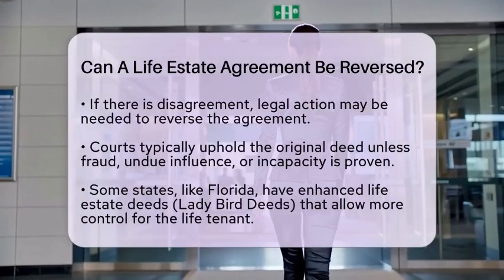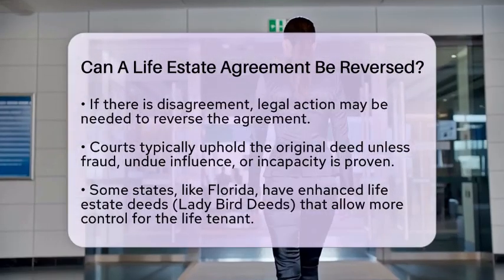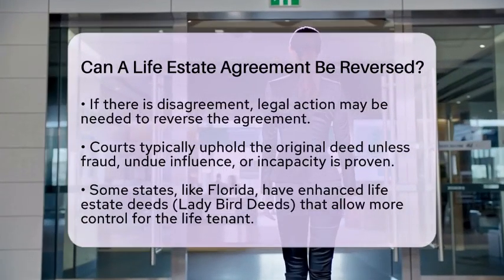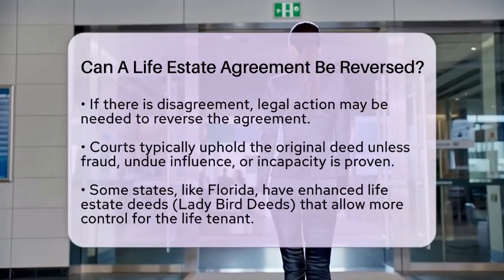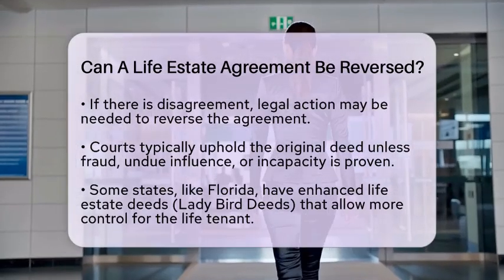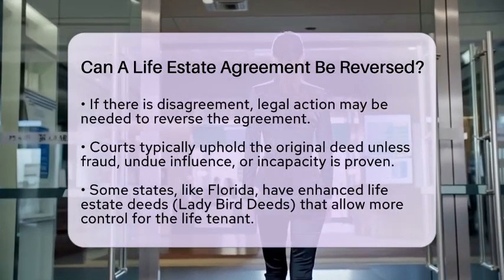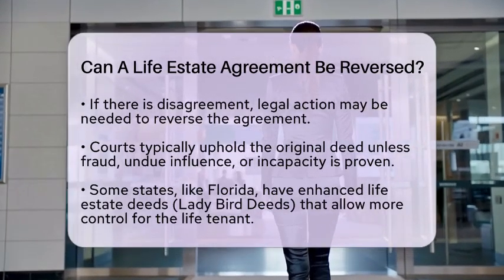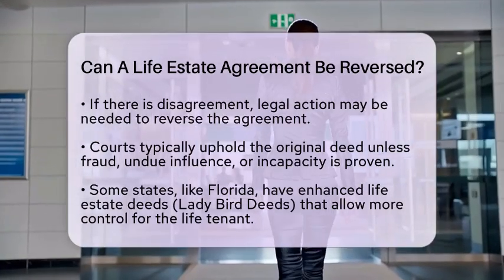However, if there is a disagreement, reversing a life estate may require legal action. Courts usually uphold the original deed unless there is proof of fraud, undue influence, or incapacity when the life estate was created. It is important to know that some states, like Florida, offer enhanced life estate deeds, also known as ladybird deeds. These allow the life tenant to retain more control and sometimes change or revoke the arrangement without needing the remainderman's consent.